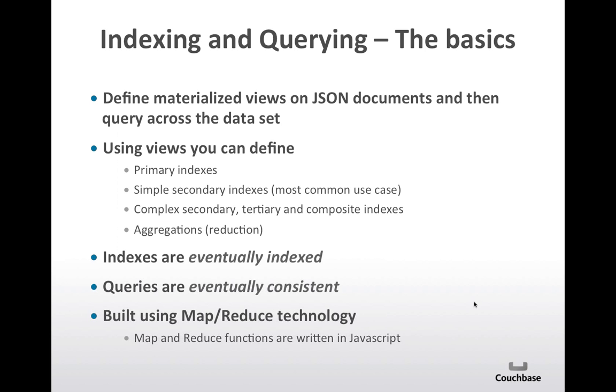So indexes themselves are eventually indexed, which means that there is a slight delay between when the data is available on the disk and the indexes are updated. And also the queries are eventually consistent by default. However, the developer has an option to use an API. We have a special API called Observe, which developers can use for making sure that the queries for the indexes are also strongly consistent. The whole function itself, the views, is written in JavaScript, and we'll take a look at the examples in a bit.